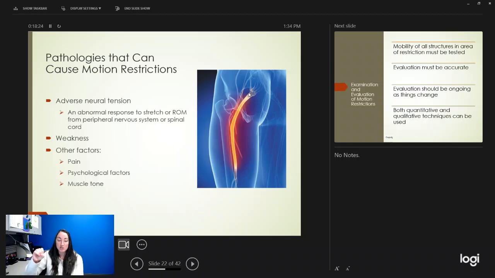So there's a sheath around a nerve that it should be able to just glide right through, but if it's pinched somewhere, if it's adhered or something, it gets stuck and causes neural tension. Weakness, pain, psychological factors, muscle tone, all of those can also cause motion restrictions.